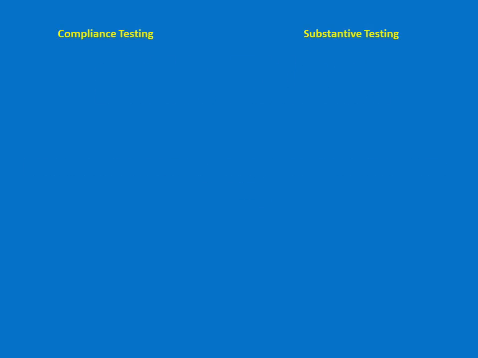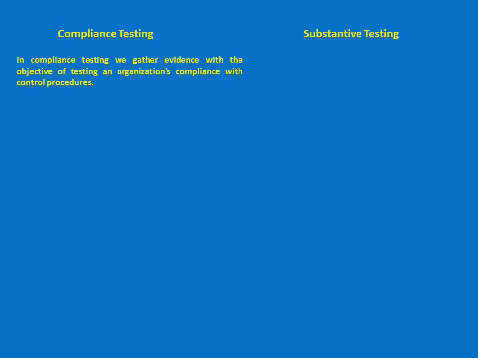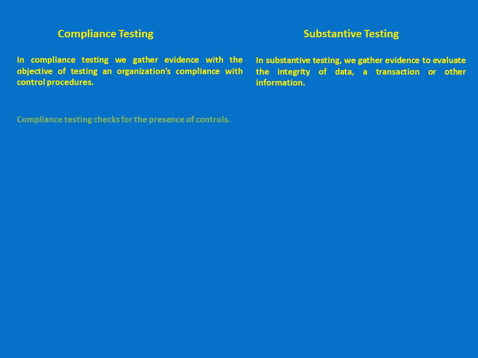Let us again discuss both the terms more precisely. In compliance testing, we gather evidence with the objective of testing an organization's compliance with control procedure. And with respect to substantive testing, what we verify is integrity of data or integrity of particular transaction or integrity of particular information. So basically compliance testing checks for the presence of control, either yes or no. On the other hand, in substantive testing, we check the integrity of contents of particular transaction or particular information.